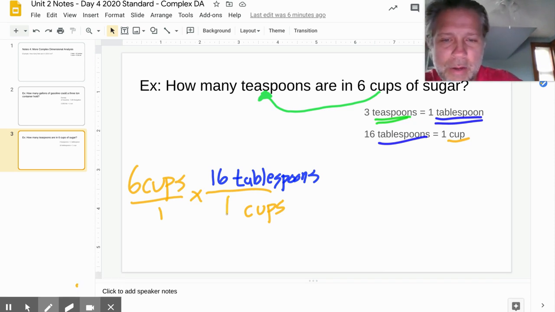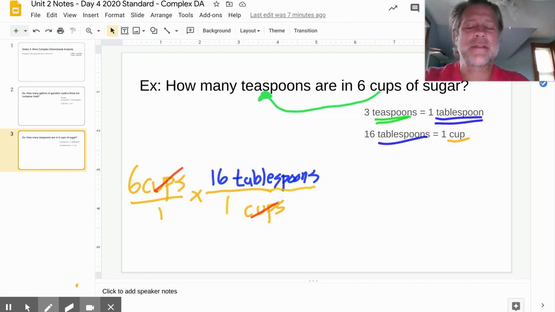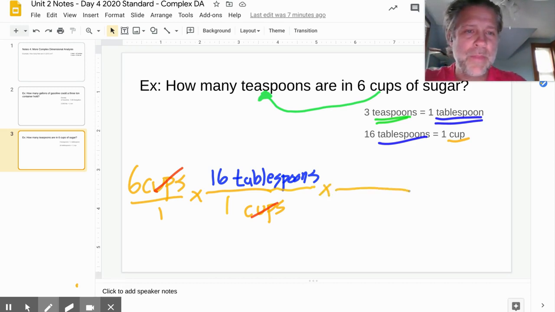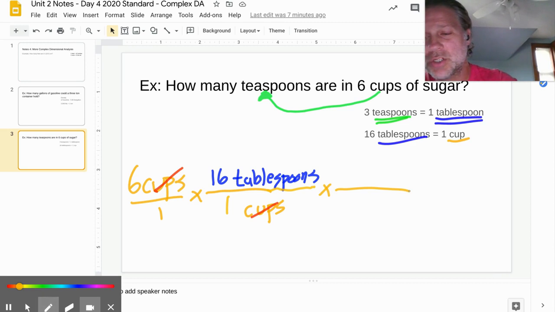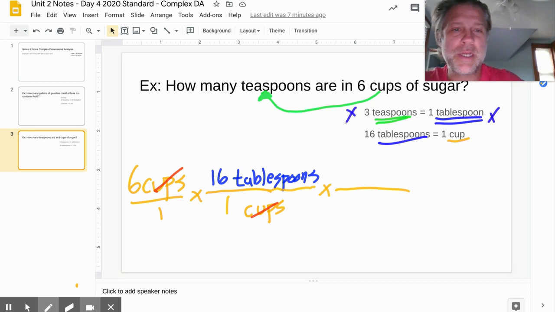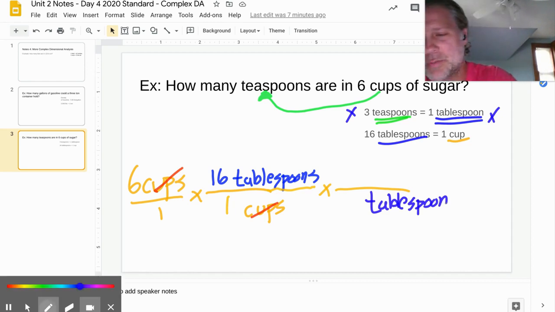Okay. And it'd be great if we could stop there, but that's definitely not going to solve this problem because that will cancel out cups, but we'll be left with tablespoons, and that's not going to get us the number of teaspoons in 6 cups of sugar. So that means we have to continue on with one further step. So I'm going to start another fraction, and I see that in my relationships up above that I have 1 tablespoon equal to 3 teaspoons. So I'm going to put 1 tablespoon on the bottom. And I'm going to put teaspoons on the top.